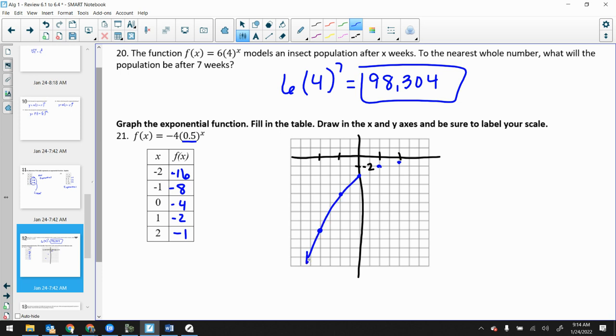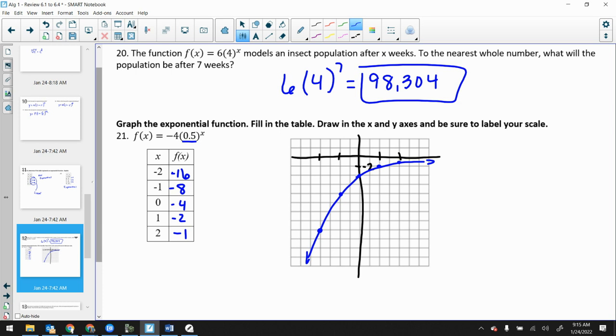Now, how picky am I going to be on your graphs? Well, I'm going to be looking for a couple of things. First thing, I'm going to make sure you don't put a straight line. I'm going to be looking for a curve. Second thing, should you cross the x-axis? No, you should not be crossing the x-axis. The x-axis should not be crossed.